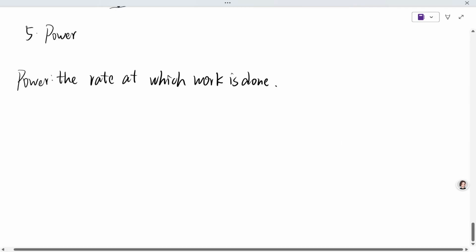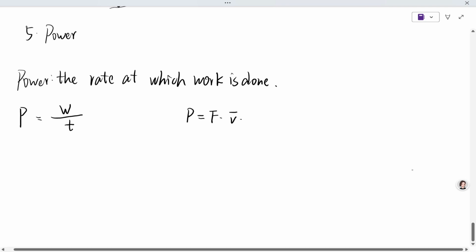Now we arrive at our final topic, power. First of all, what is power? Power is the rate at which work is done. So basically, it's how fast you can do work. There are two formulas for calculating power. The first one is P, the capitalized P is power, by the way. P is equal to work over time. And another formula is P is equal to F times average velocity times cosine theta.